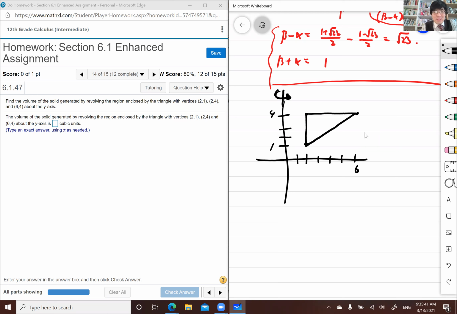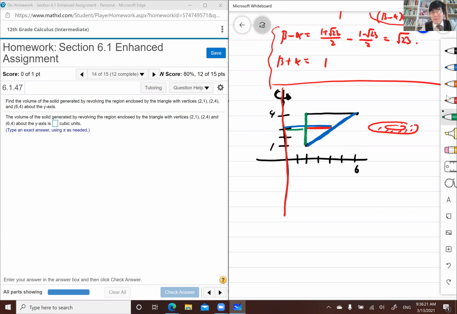This is actually a simple question. You are interested in the cross sections perpendicular to the y-axis. You are going to rotate this line with respect to the y-axis, so you're going to get a ring. You will need the washer method, and to do the washer method, you need to know the radius of the bigger one and the radius of the smaller one.